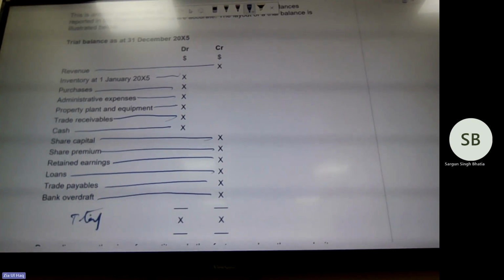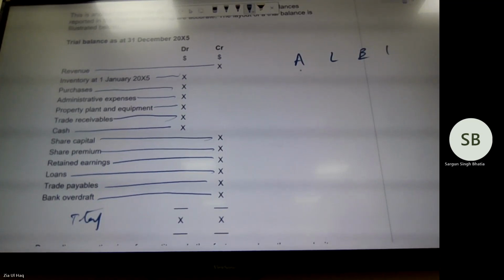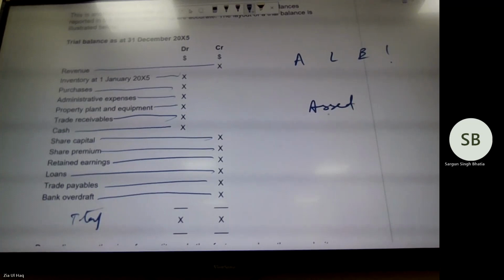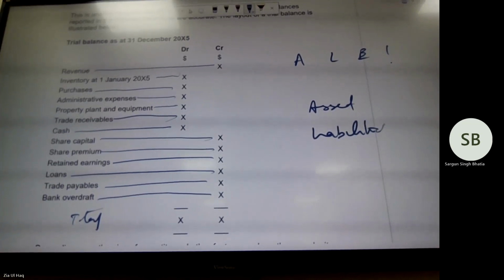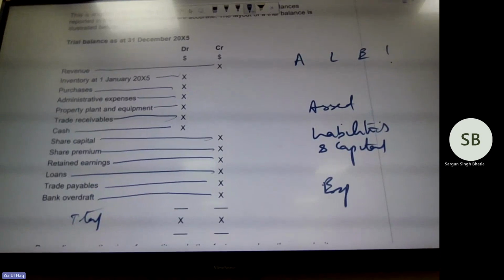And we know there are four account heads: assets, liabilities, expenses, and income. Asset, liability, or we can say liabilities and capital, expenses, and income.